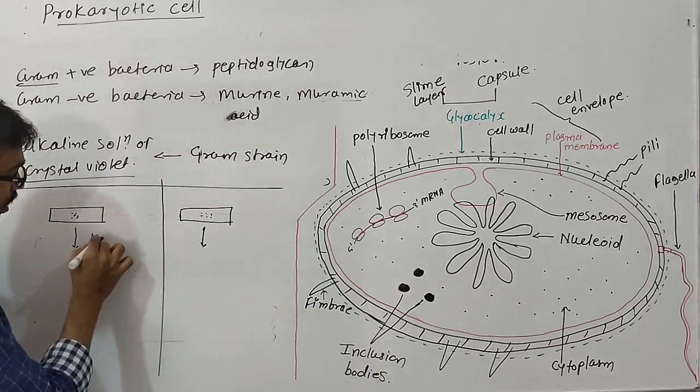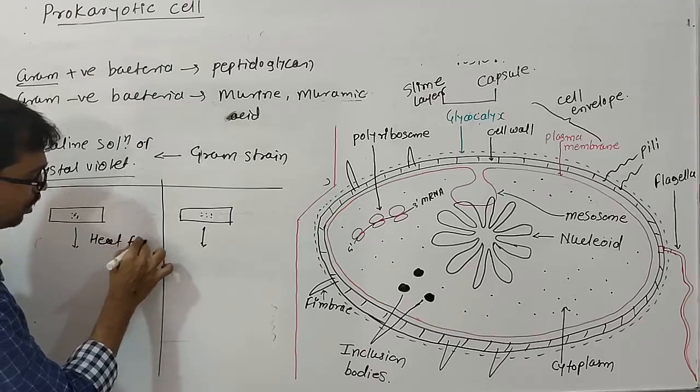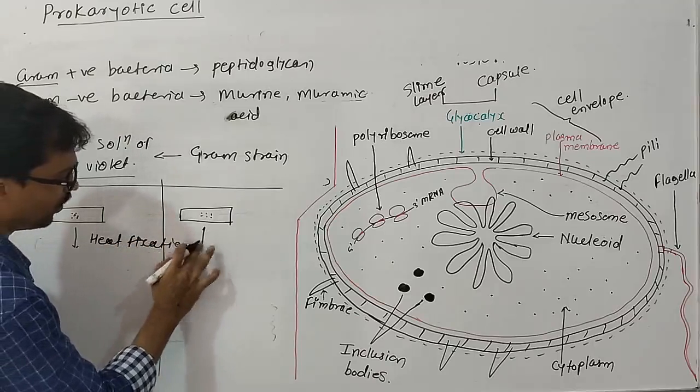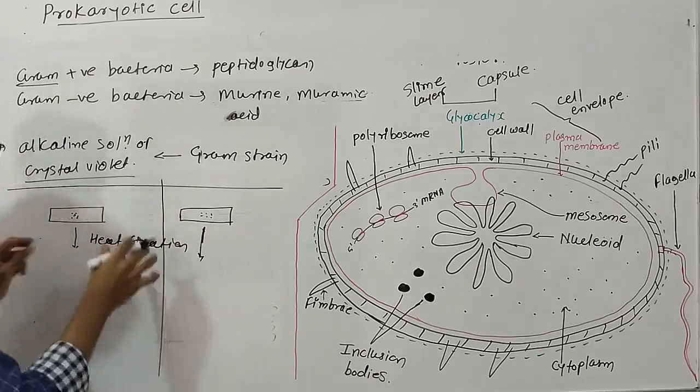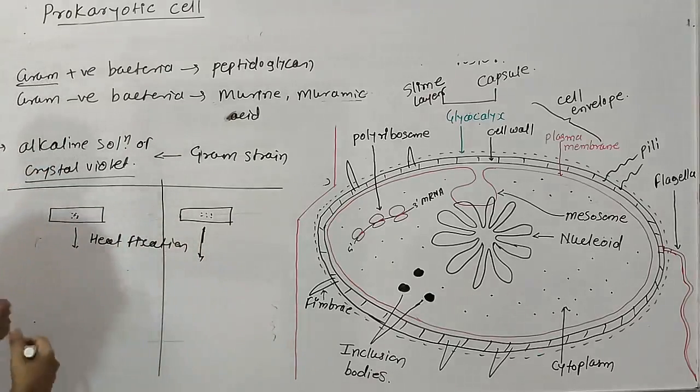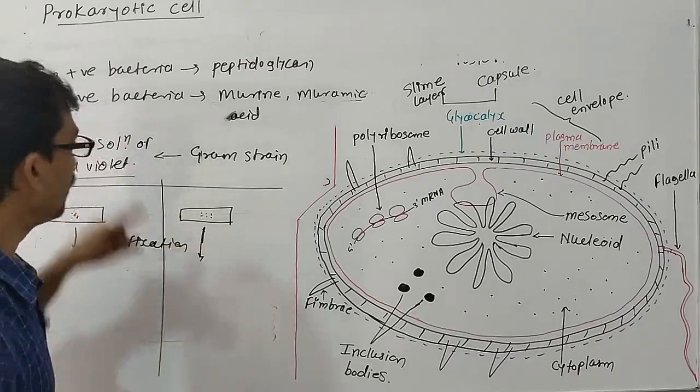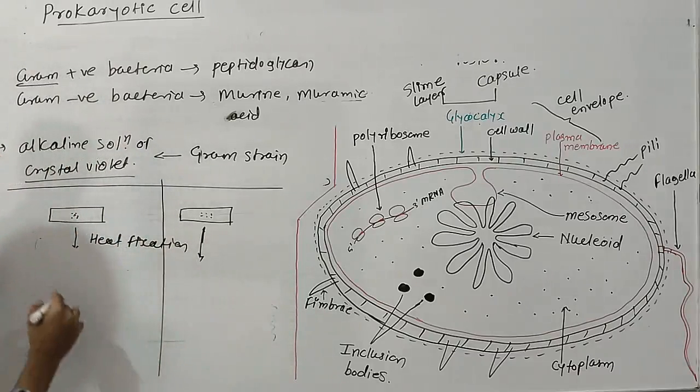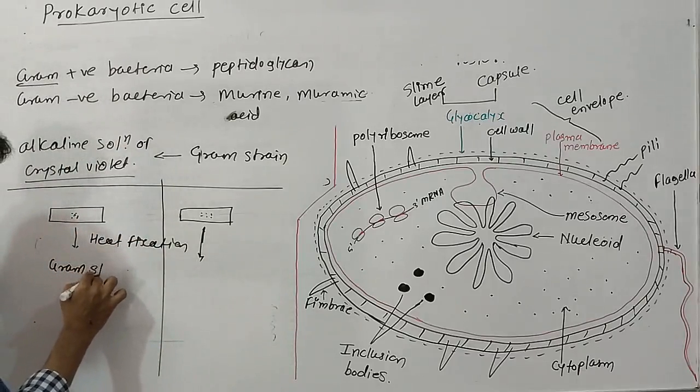So he performed heat fixation that applies to both the slides. He heat fixed the bacteria on both slides, and then he applied the gram stain over the two slides. Next step is addition of gram stain.